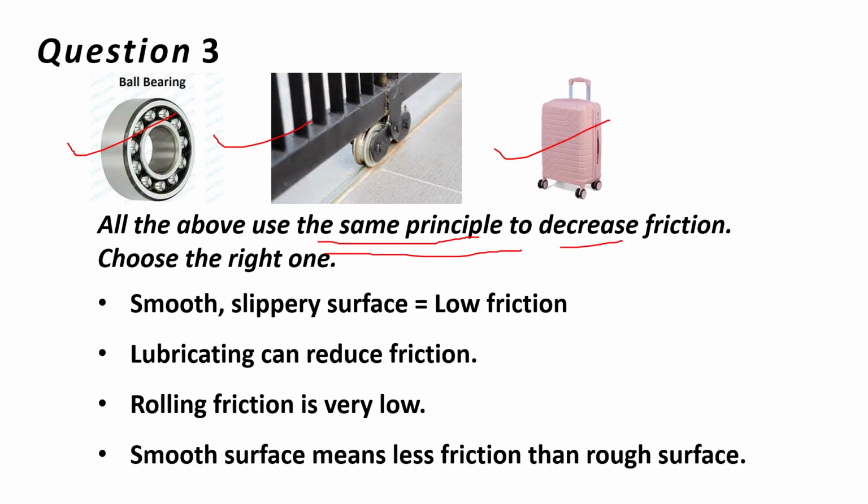They are using the same principle to reduce friction. So you have to choose the correct option. Option 1, smooth and slippery surface means less friction. Option 2, lubricating means less friction. Option 3, rolling friction means very low friction. And option 4, smooth surface means less friction.